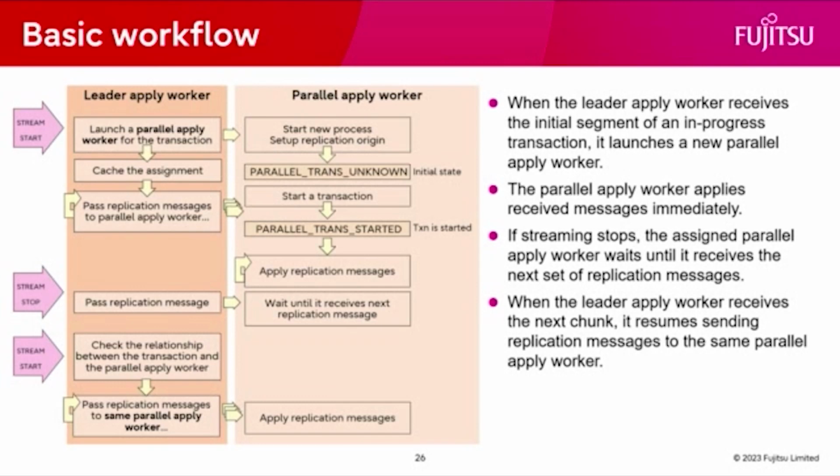If streaming stops, the assigned worker waits until it receives the next chunk of messages. When the leader receives the next chunk from the publisher side, it resumes passing it to the same worker again, and it begins applying messages once more.